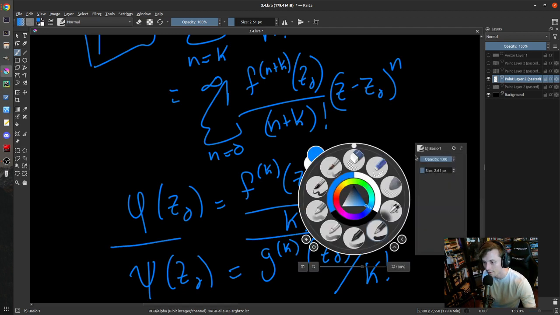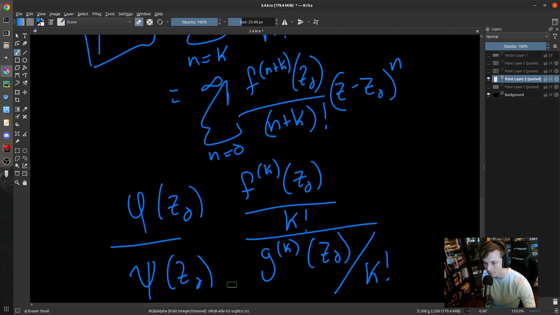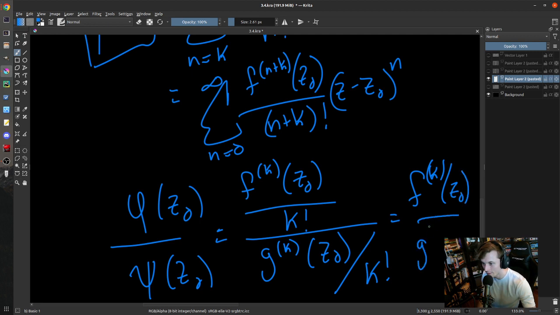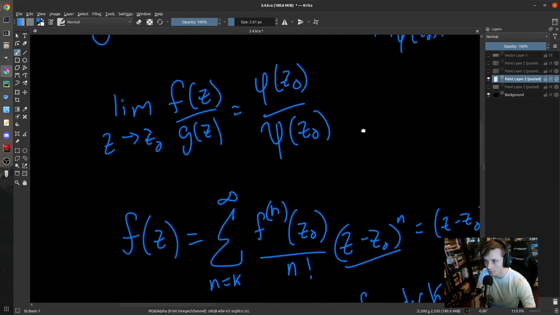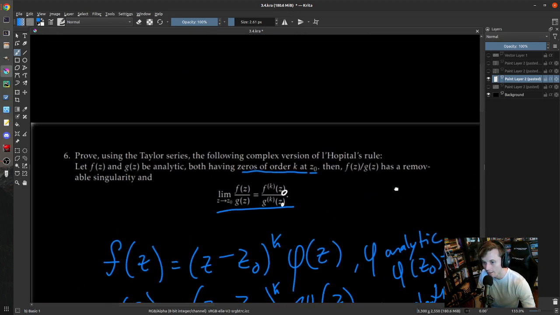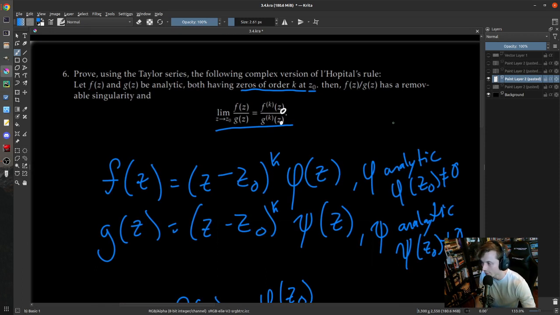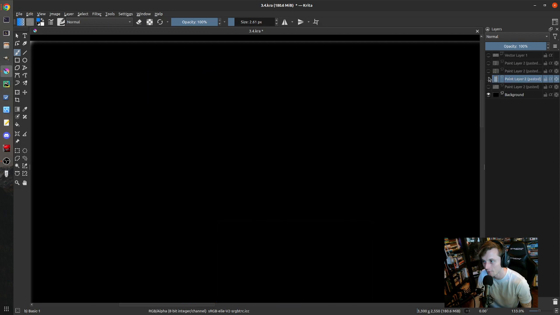Just basically erase those. Put this right here, and we just get exactly what we want, the kth derivative of f at z naught over the kth derivative of g at z naught. And bada boom, that's how we prove L'Hopital's rule in the complex plane using Taylor series. So those were far and away the two problems that people had the most trouble with.